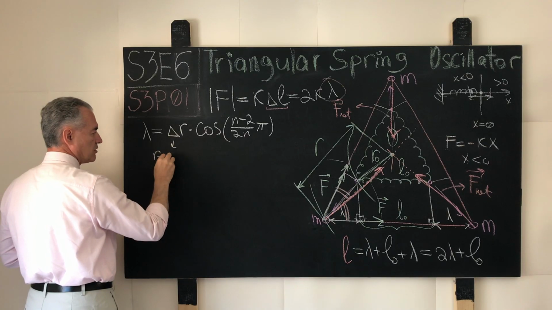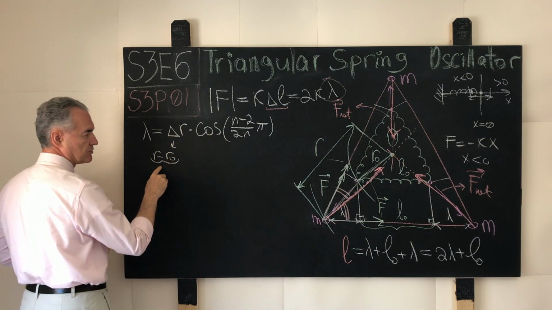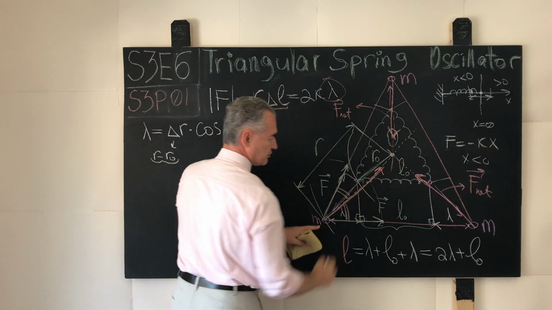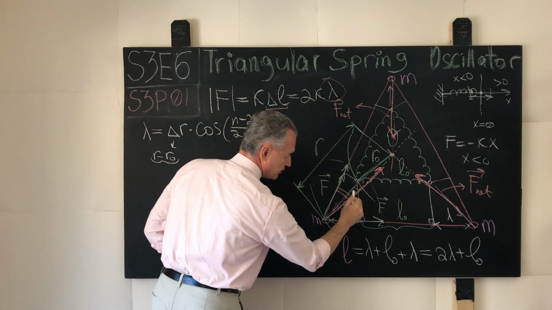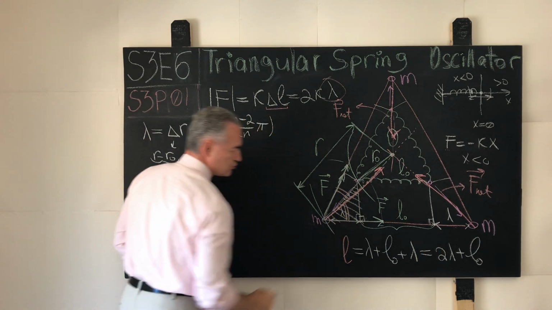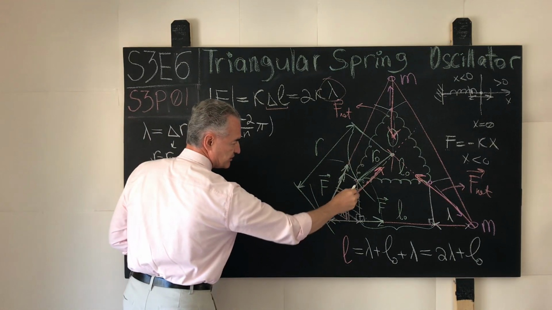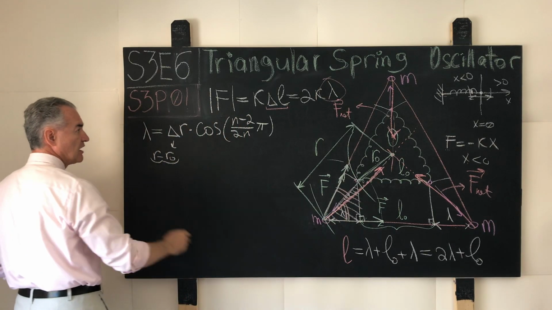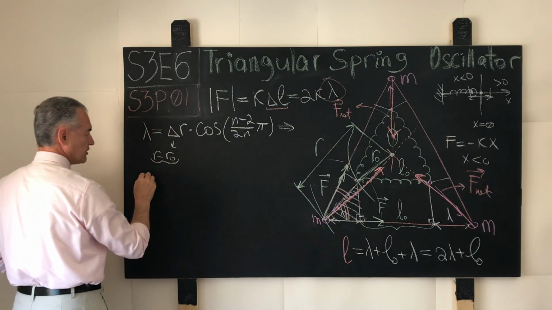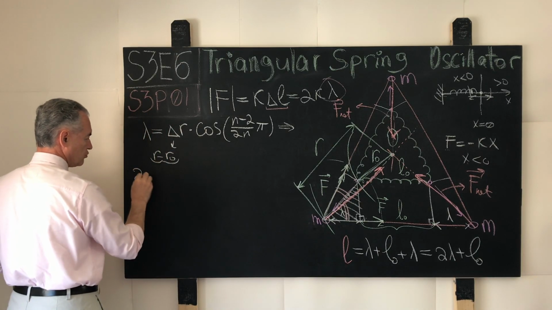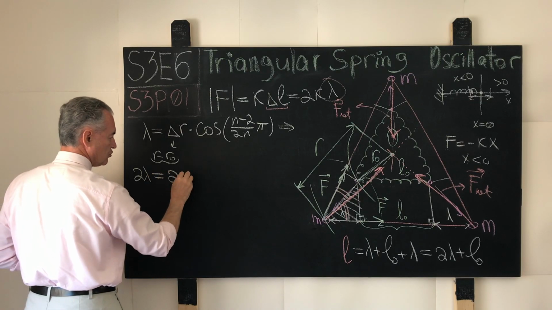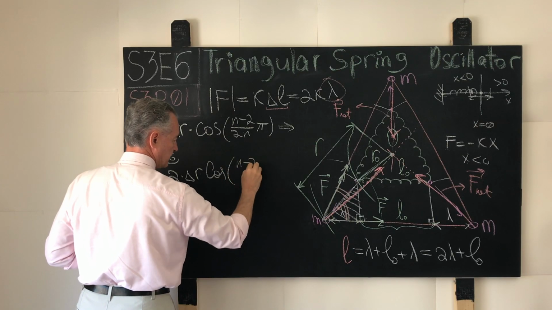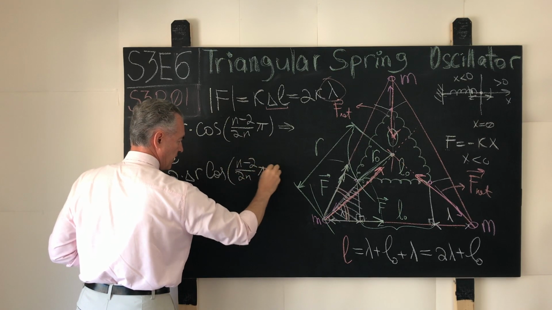Delta r is simply r minus r0, you see? R minus r0. That's it. It's that straightforward. From this triangle, you should be able to deduce that this is delta r times the cosine of this angle equal to lambda. From here, it follows that for 2 lambda, we have 2 times delta r times the cosine of the angle (n minus 2) over 2n times pi.